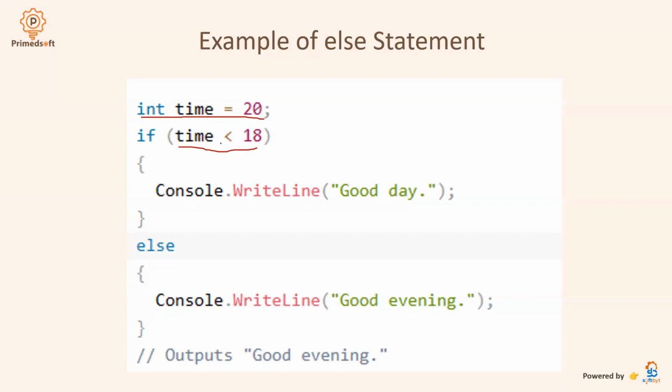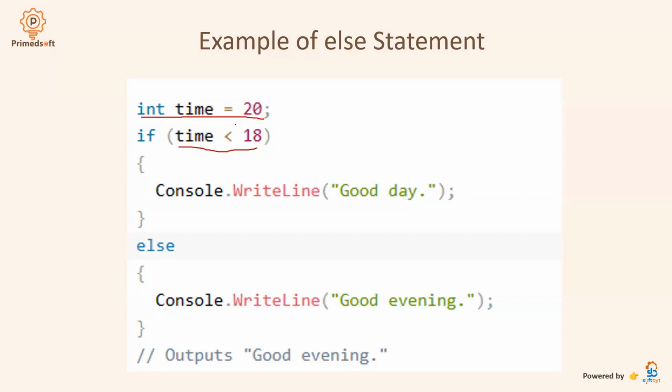If we say if time is greater than 21, console.WriteLine good day, else good evening, it will print the else because time is not greater than 21. If we say if time is equal to 21, it will print good day, because time is equal to this. Time is equal to 21, right?